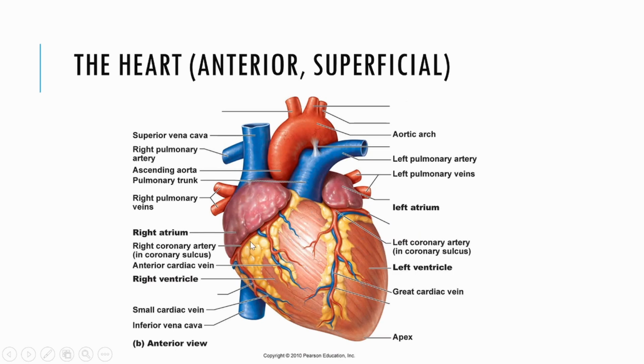I won't be too nitpicky on the naming of the individual coronary arteries and cardiac veins, but you should be able to identify them in general, knowing that this is a coronary artery and that this is a cardiac vein. And then down here at the bottom, this little pointed part, we call the apex, right? Because it comes to a point.